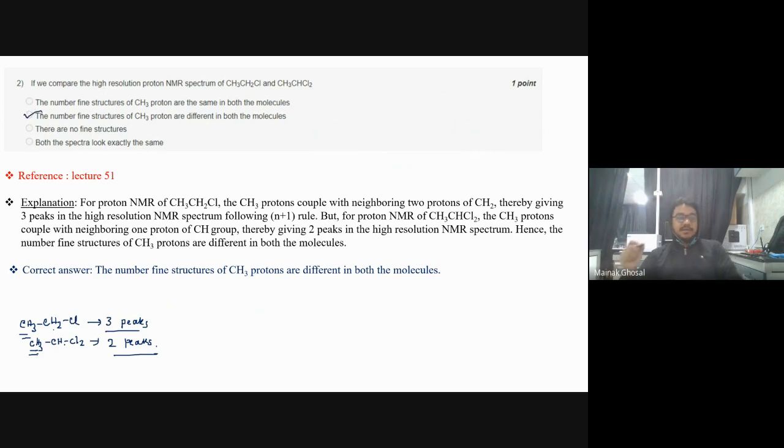This is the answer. The number of fine structures of CH3 protons are different because for CH3CH2Cl, three peaks are possible, but for CH3CHCl2, only two peaks are possible. Okay, so I am moving to the next question.